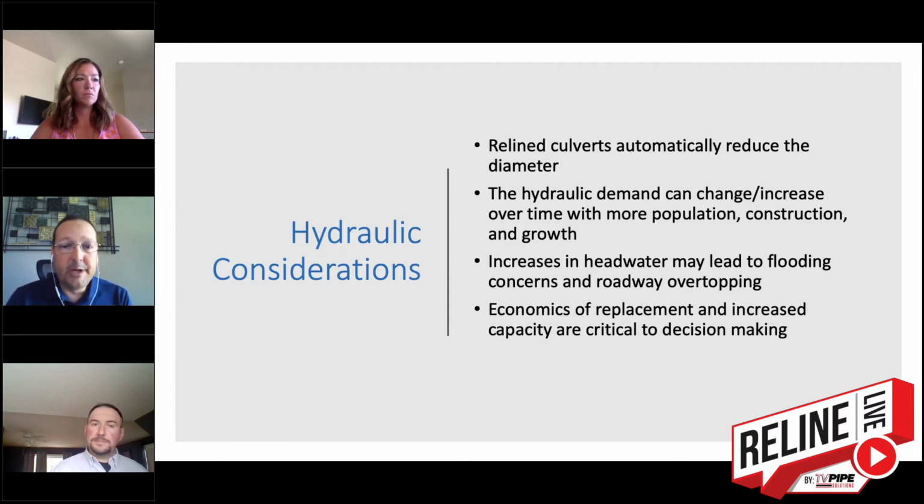And so there's going to be an increase in headwater, which we try to deal with. And then, if headwater becomes too high, as Don said, you get roadway overtopping, and that's where safety issues come. Damage can occur. But we have to balance all of those things of smaller pipe and potential increase of headwater with just the overall economics.